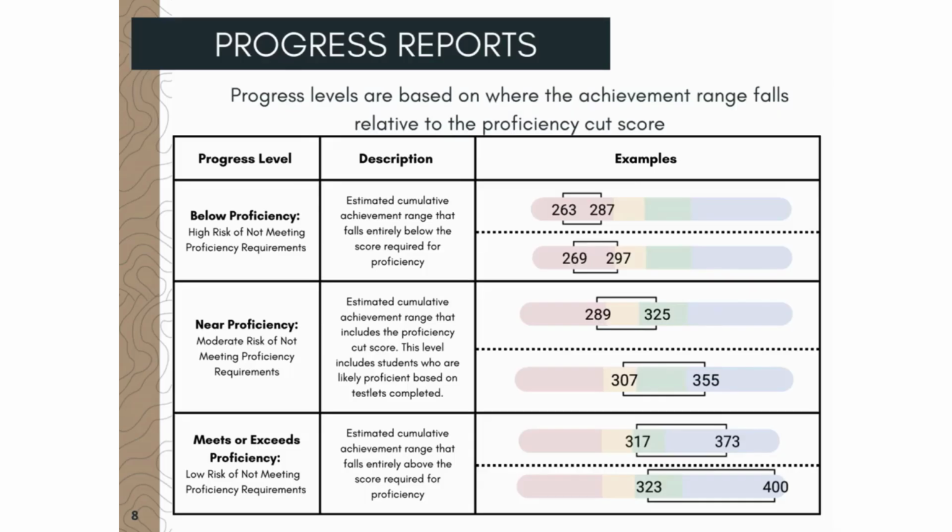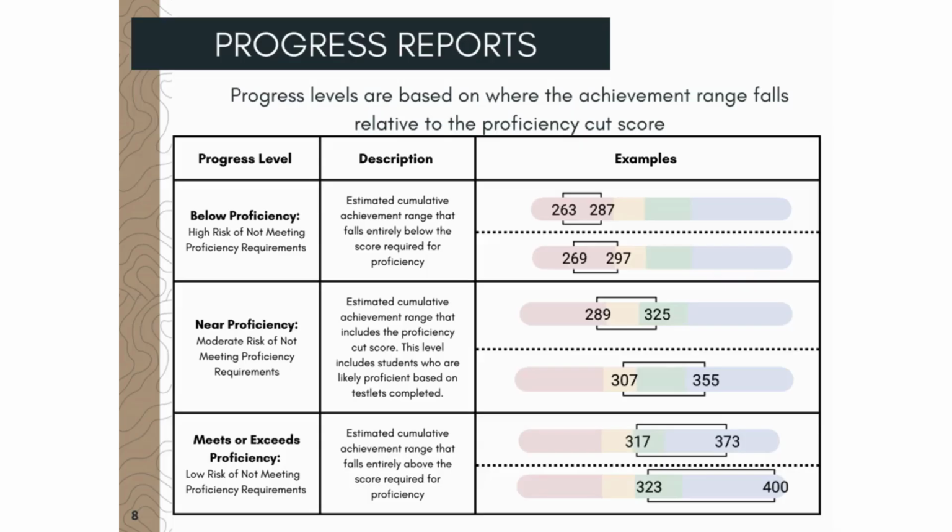The bottom example shows a student that has a much higher cumulative achievement range, but is still being categorized as near proficiency because part of the estimated cumulative achievement range is within the area of the proficiency cut.